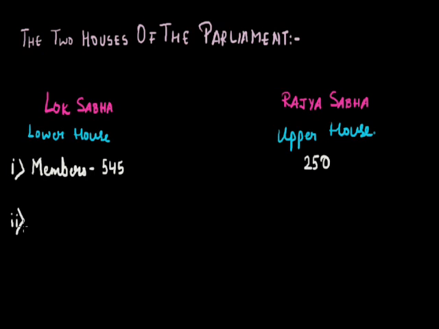The next is, how are the members of Lok Sabha and Rajya Sabha elected? You must have studied this in the previous class also, that the members of Lok Sabha are directly elected by people's choice through voting, and the members of Rajya Sabha are indirectly elected from the legislative assemblies.